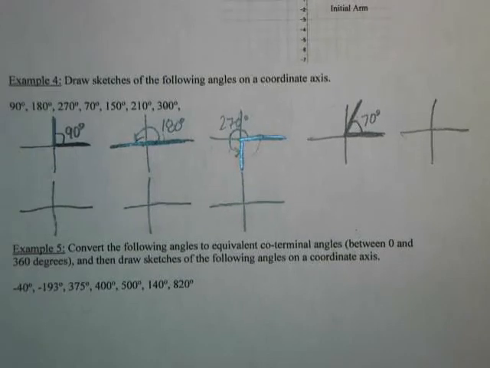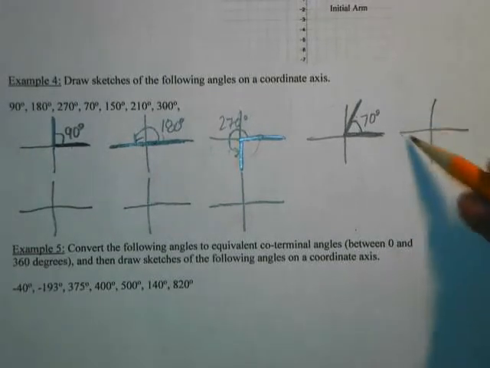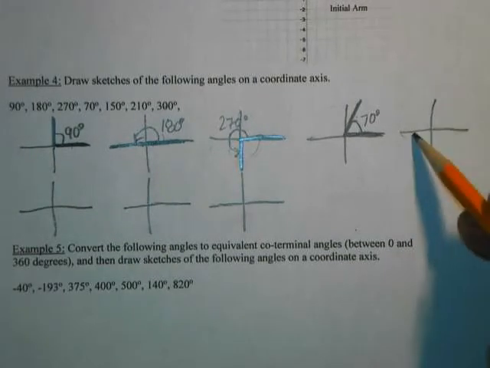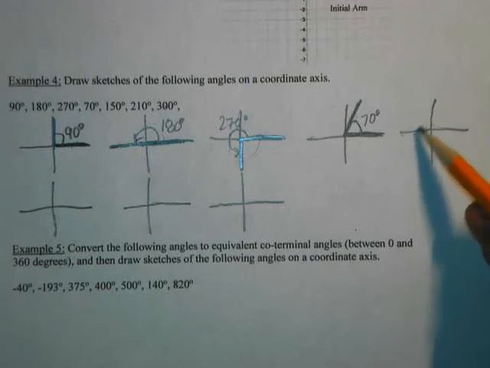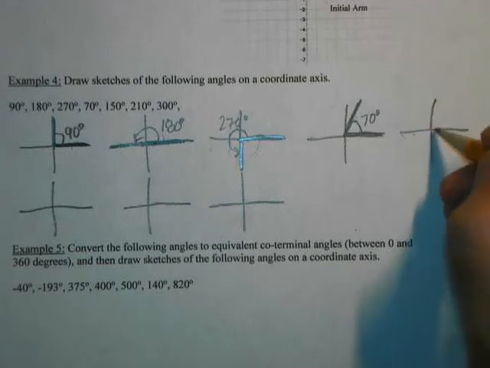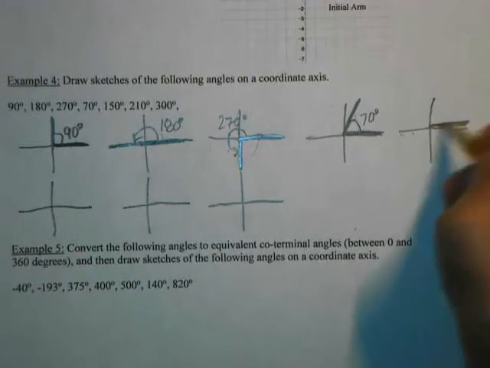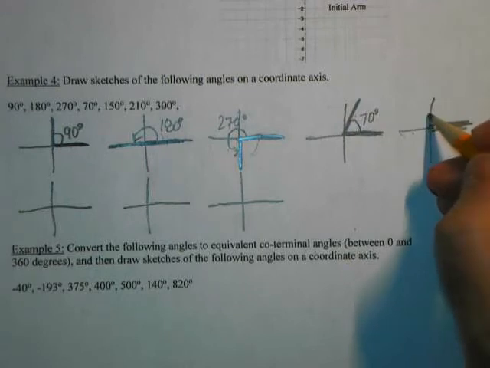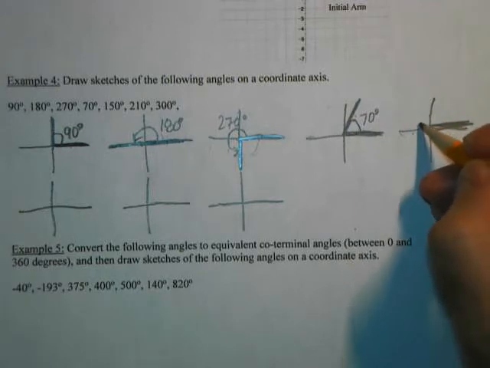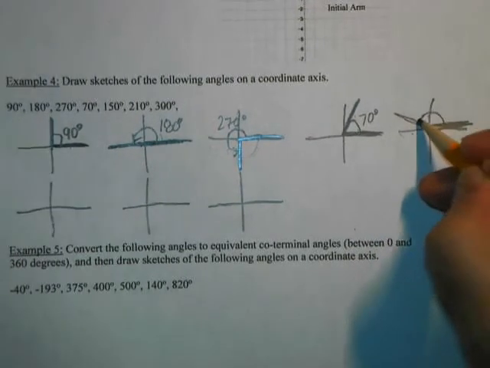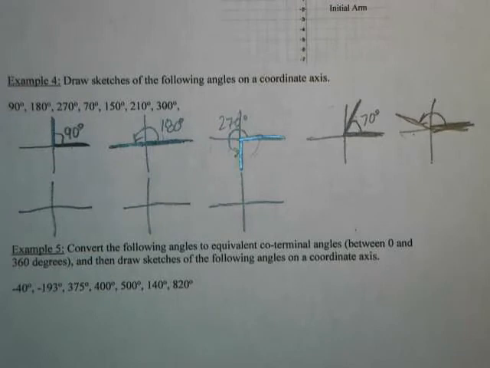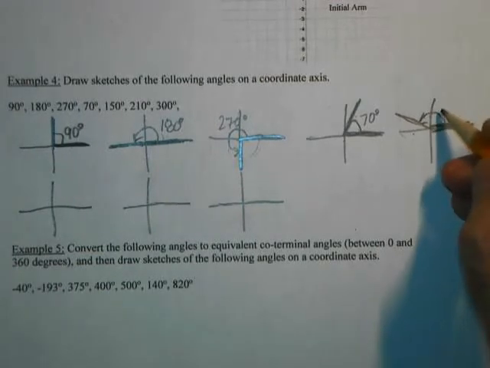Next one is 150. So you can kind of know where it is. We know all the way here would be 180, to there is 90, so it's somewhere in here. That would be called quadrant number 2. Initial arm is always here. Terminal arm would be 90 plus another 60, so it's about right here. There's the terminal arm. There's my angle in standard position, and that's 150 degrees.